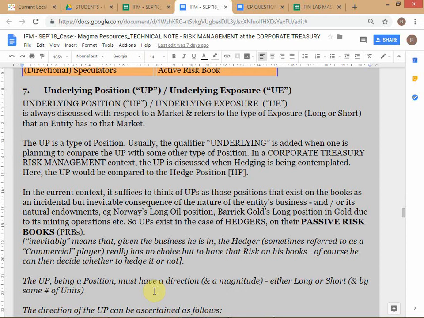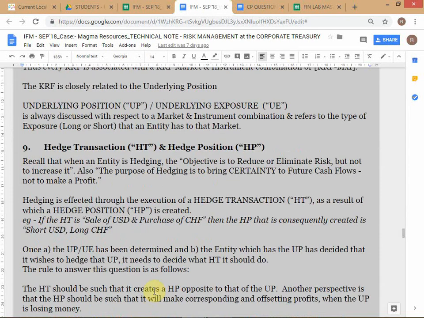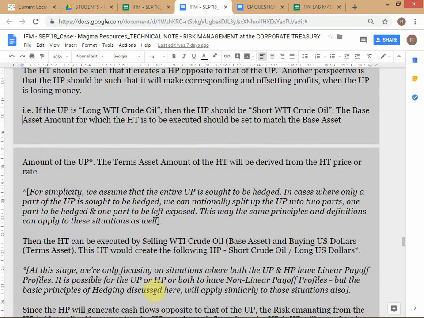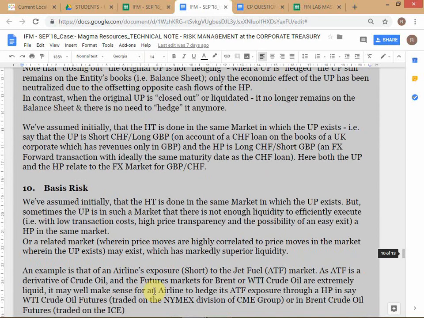Okay, underlying position. This we have already discussed. This logic has also been discussed. How do you figure out which way the underlying position is, whether long or short? Hedge transaction, hedge position, basis risk. I think everything here has been covered.